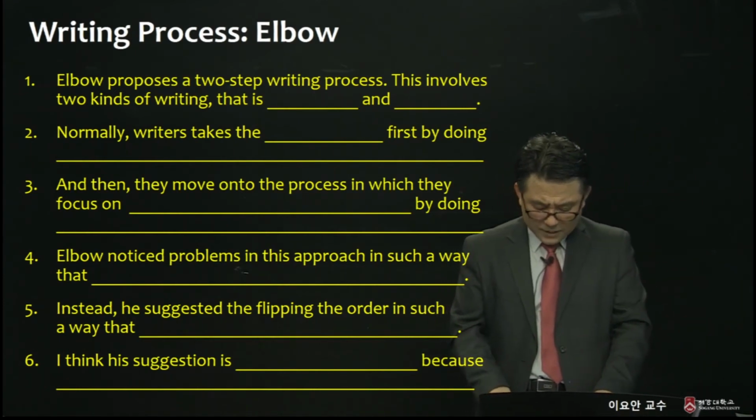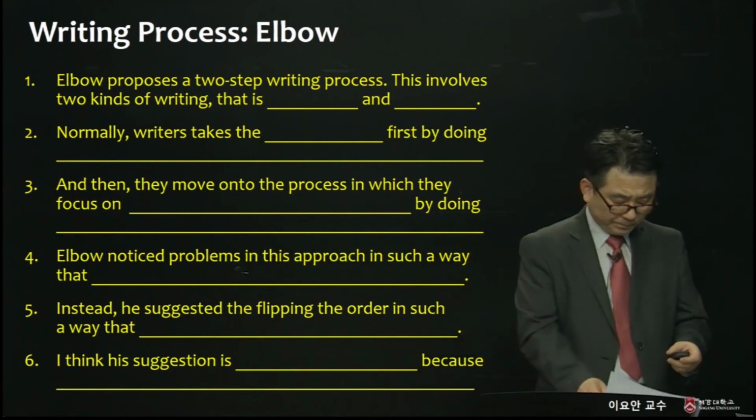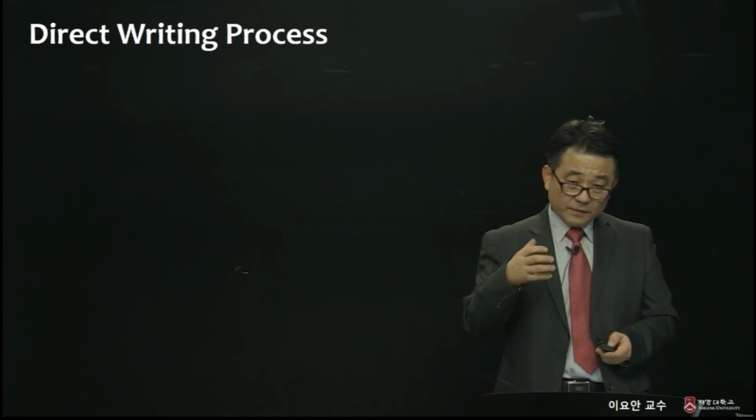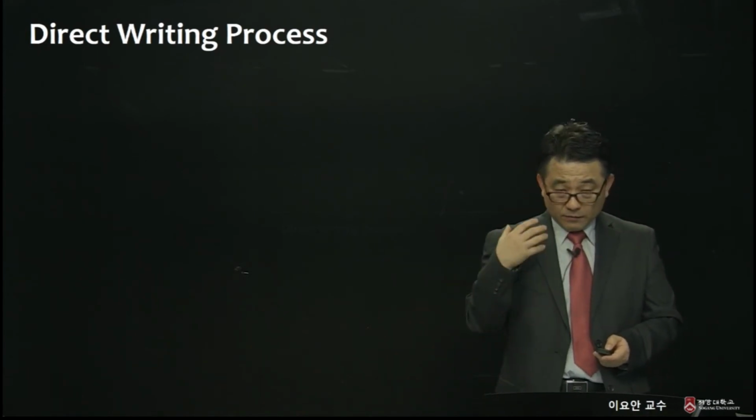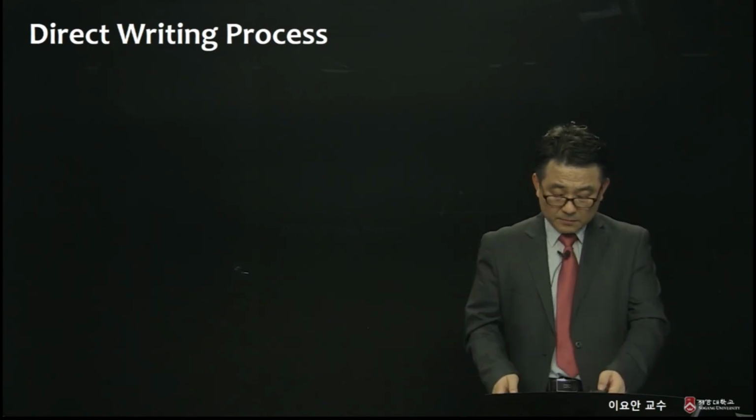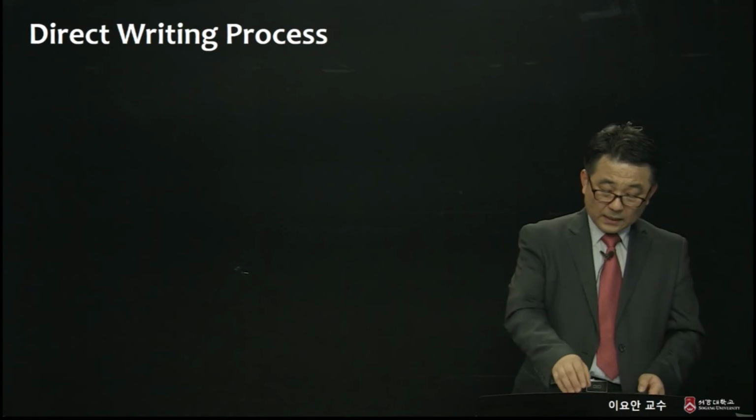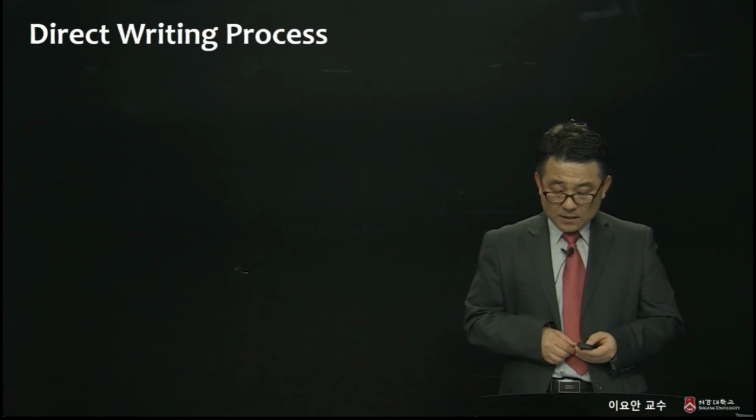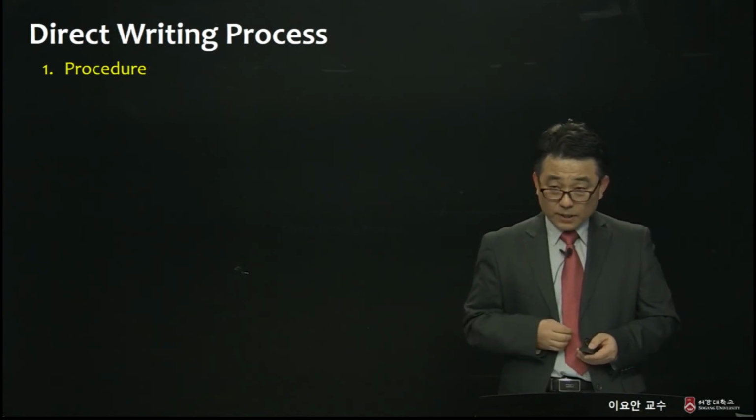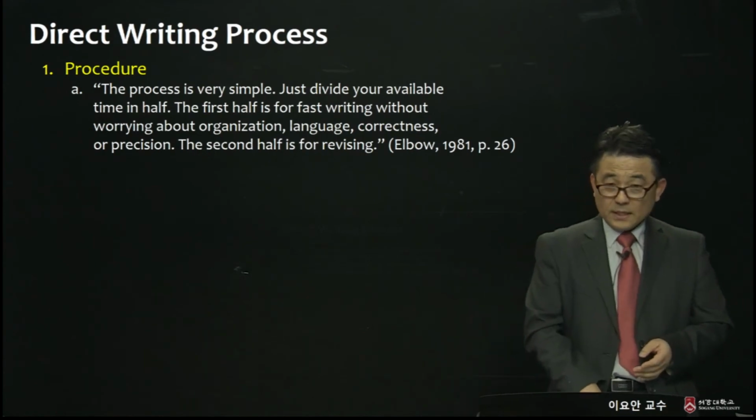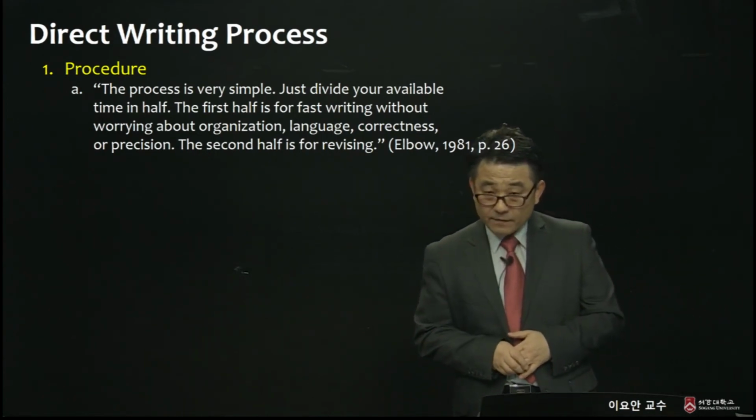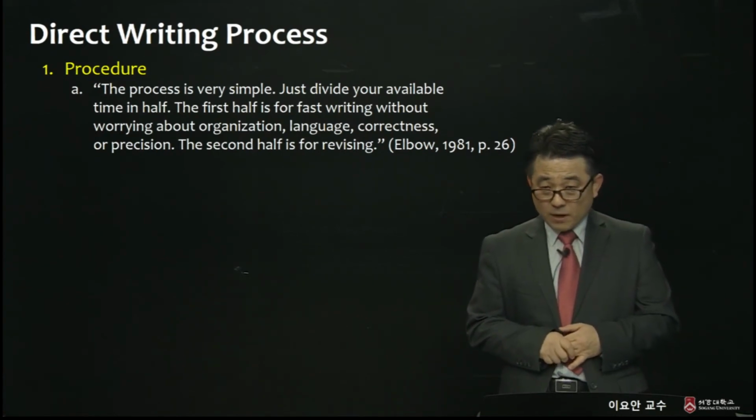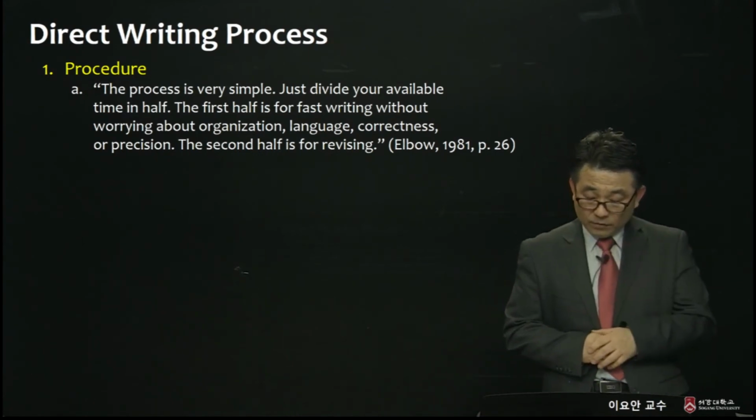So let's take a look at a few issues from his writing. There are a lot of theoretical perspectives, which are very easy to read, I remind you. And also there are some very useful suggestions in this paper. This is one important paper I'd like you to read and remember. In it, he suggests what he calls the direct writing process. The procedure is very simple. Just divide your available time in half. The first half is for fast writing without worrying about organization, language correctness, or precision. The second half is for revising.